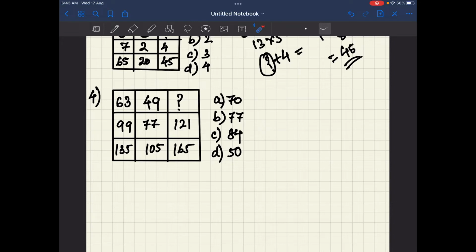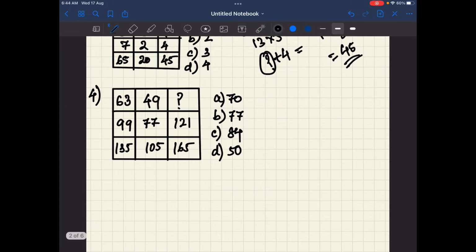So 11 into 11 is 121, 11 square is 121, and 11 into 15 is 165. So it's nothing but 11 into 7. So the answer is 11 into 7 gives 77. The answer is 77, not 11.